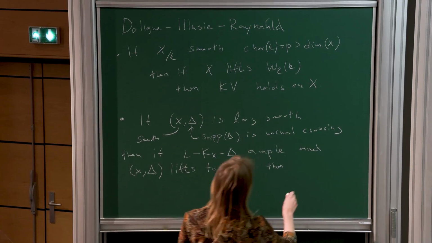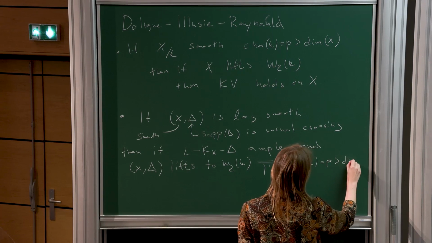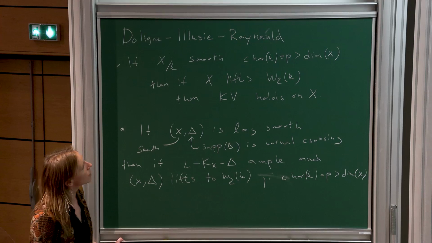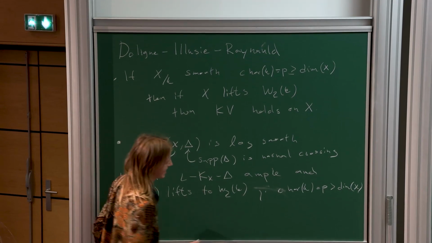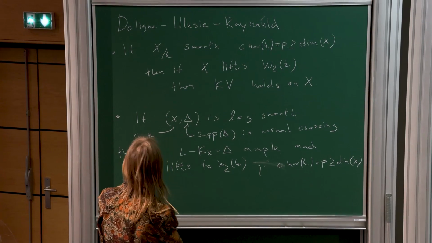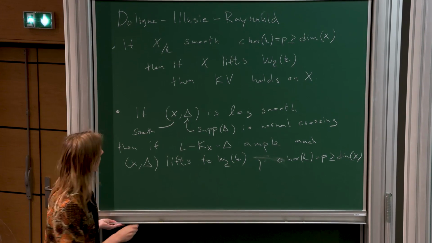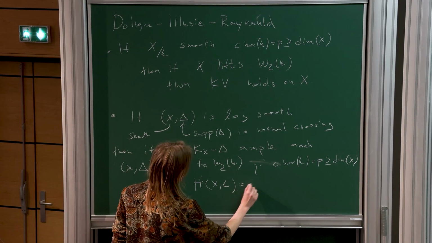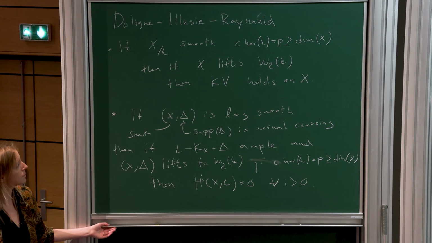So the characteristic p is still greater than the dimension. Excuse me, but in the other statements, I think p equal to dimension of X is okay. Ah, okay. Sorry, my dimension is 2, so I somehow. Okay, so I guess that will probably follow over here as well. And then if L minus K minus Δ is ample and (X, Δ) lifts to W_2(k), then we have this KVV statement.